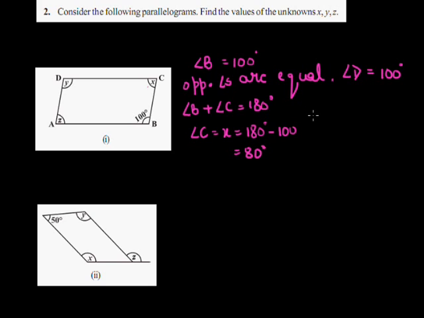Okay, coming to the angle Z, we know that the opposite angles are equal. So angle C will be equal to angle A. That means X will be equal to Z. So the measure of Z will also be equal to 80 degrees. Now we get the value of X as 80 degrees, Z is 80 degrees and Y, which is marked as D, is equal to 100 degrees.